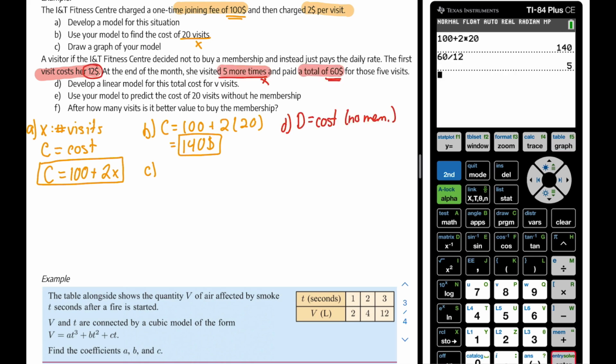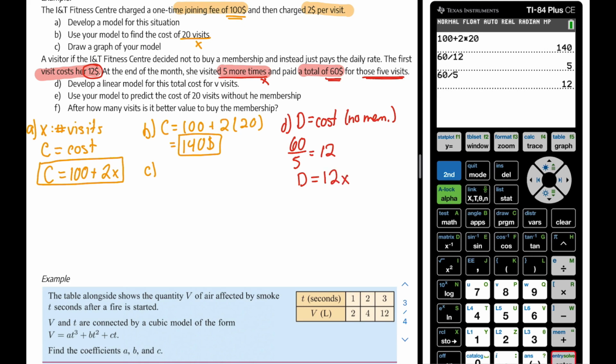So in order to know the cost of every visit, we know that the first one is 12, but then we have 5 more visits, and the total of these 5 visits was 60. So let's figure out how much she's paying each visit. So 60 divided by 5, if we do that in our calculator, we should get 12. So in this question, even though the first visit is 12, we're not exactly sure if all the other visits are $12 as well, but now we confirm that all the visits are in fact 12. So that means that we're going to have a function where we're paying 12 every time we visit.